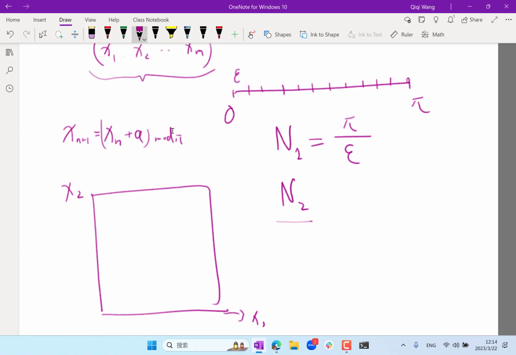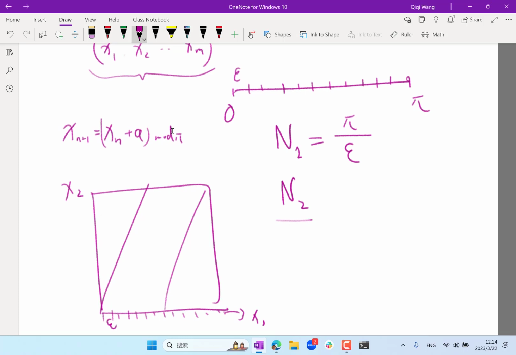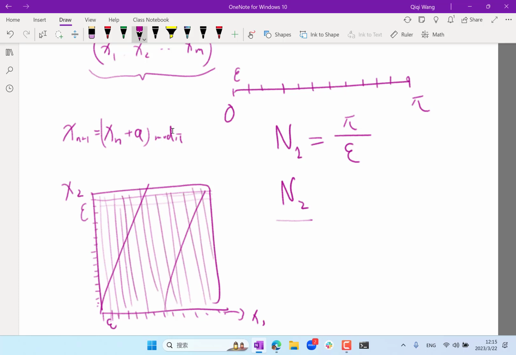What is the possible space occupied by possible trajectories? I know my map goes like that, right? So if you draw small epsilons, and you draw also small epsilons in the x2 direction, and count the number of boxes, how many more boxes do I have in this two-dimensional box counting compared to a one-dimensional box counting?